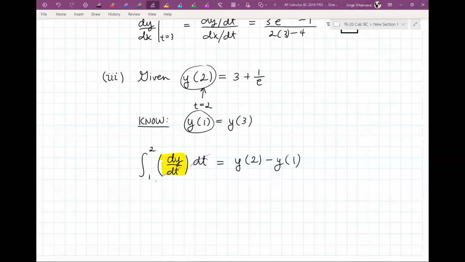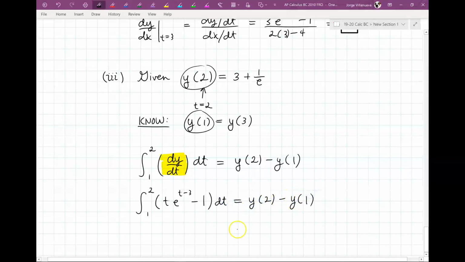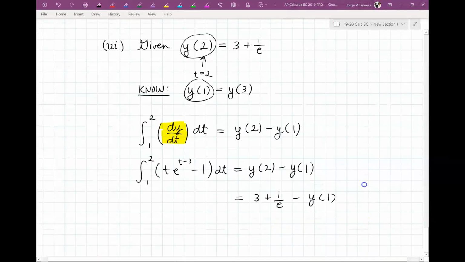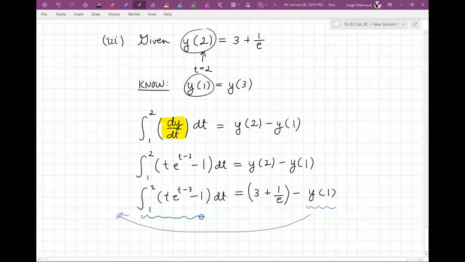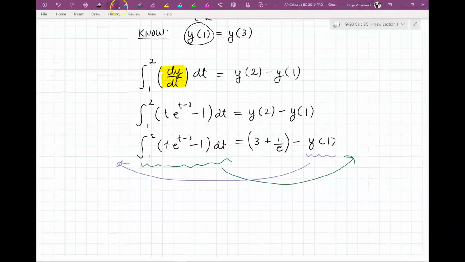But instead of canceling this out, let me write out what I have here. The integral from 1 to 2 of t times e to the t minus 3 minus 1 dt is equal to y of 2 minus y of 1. Remember, y of 2 was given to us as 3 plus 1 over e, minus y of 1. Now I'm going to move this over to this side, and this over to this side, so that I can solve for y of 1, because you're going to need your calculator here.